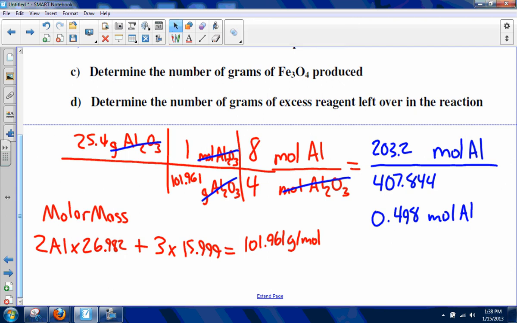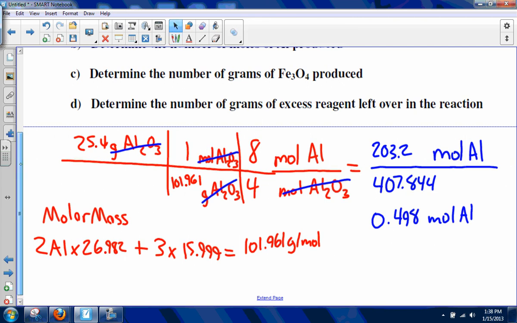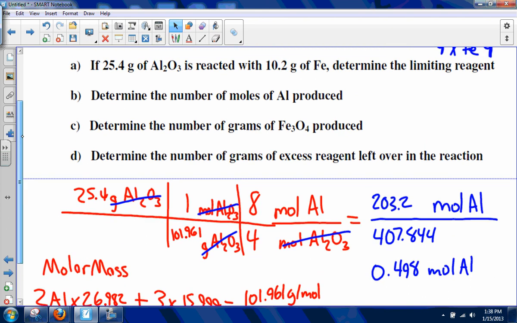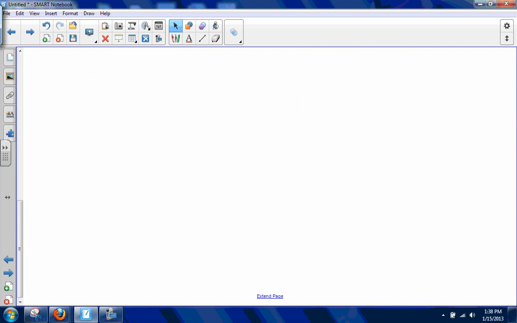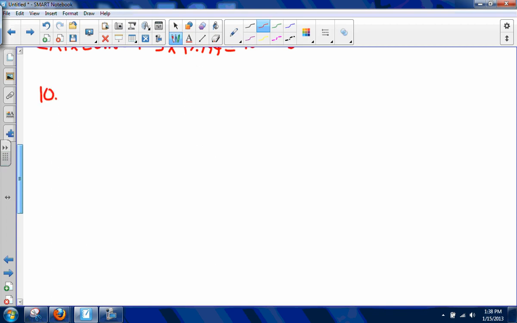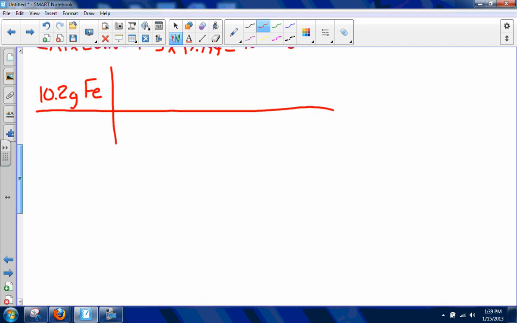Okay. So I've checked the first reactant. Now I need to check my second reactant, which was 10.2 grams of iron. Okay, so I'm going to start the problem over, but I'm going to start this time with 10.2 grams of iron. And what am I trying to go to again in this one? I'm going to go to moles of Al again.